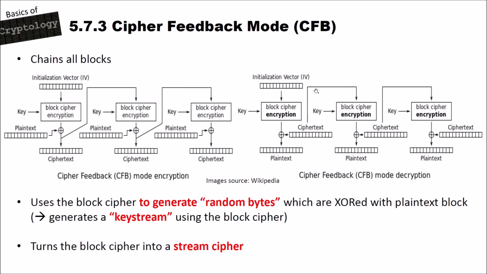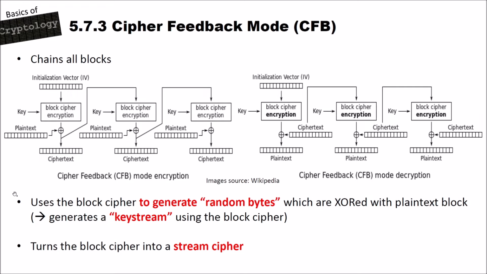And to decrypt, we use the initialization vector again. We encrypt this using the block cipher. Then the result is XORed with the ciphertext of the first block to obtain our plaintext. This ciphertext is then also used as input for the next block. The key is used to encrypt the ciphertext of the previous block, and this is then used again to decrypt the next ciphertext block with XOR to get our plaintext. And this is repeated and repeated until we have deciphered the complete ciphertext.